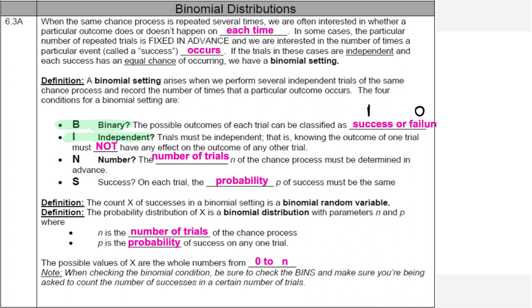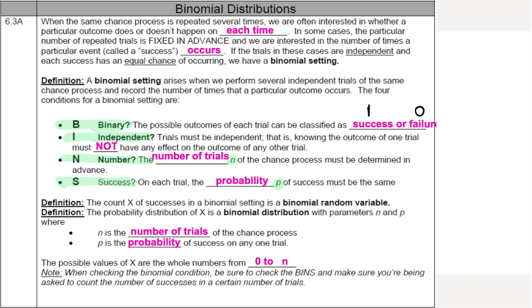Okay. And N, the number. The number of trials must be determined in advance. Okay. And then S stands for success. The probability of success in this case, and that's P. So P is the same for each trial. We're using large X. It's going to be our count of successes for a binomial random variable. And then the probability distribution is a binomial distribution with N and P.